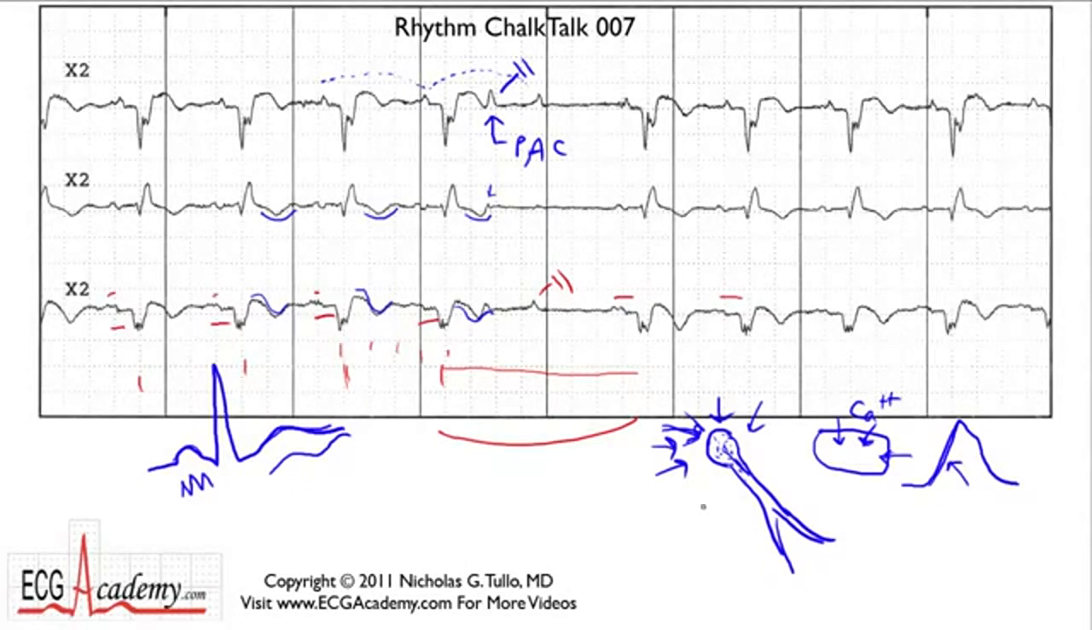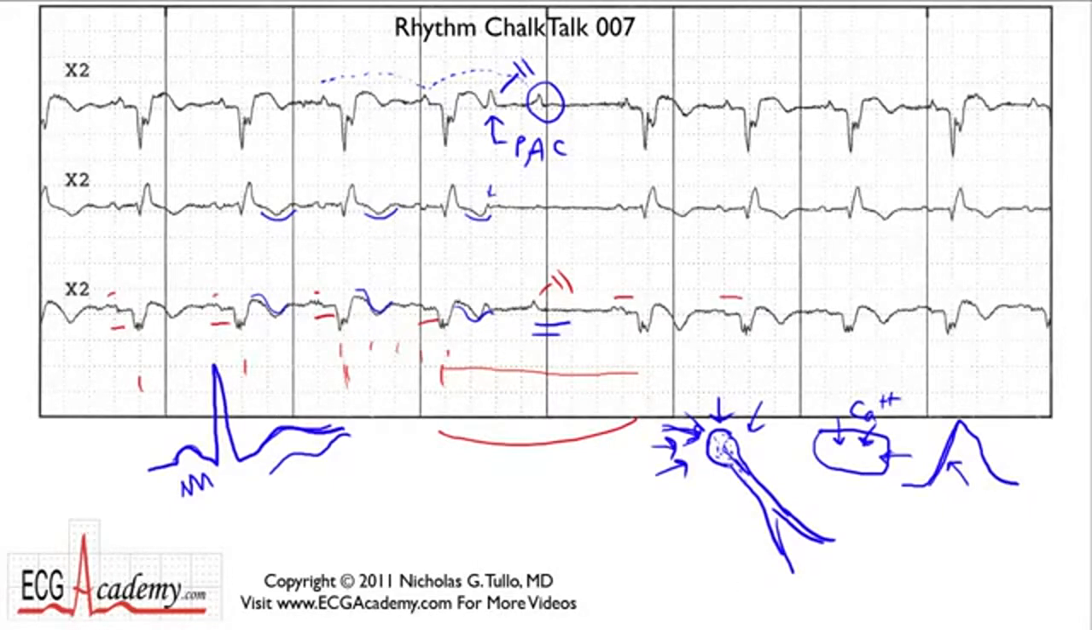Okay, no big deal. PACs frequently block. But then why did this beat block? Why did this atrial event fail to conduct? It made it look like that this was a second-degree type 2 AV block, but it's not. And the reason is this concealed conduction.